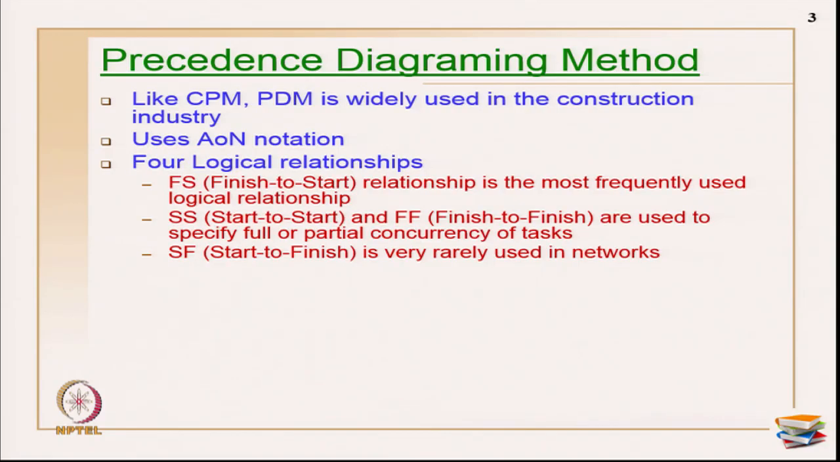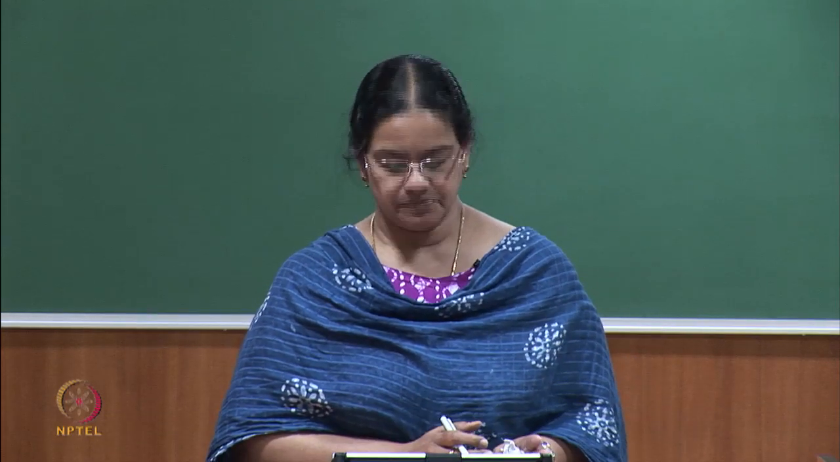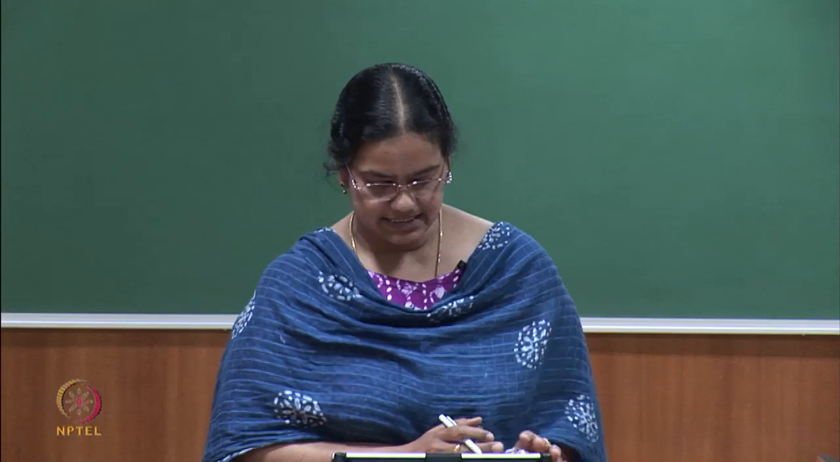So, like CPM, PDM is widely used in the construction industry. We have seen in an earlier class what is CPM, which is the critical path method, and this is also very widely used, and it uses only the AON notation, which is nothing but activity on node formation only. Now, the specific difference between CPM and PDM is the presence of four logical relationships and the lead and lag, which you will see in the next slide.